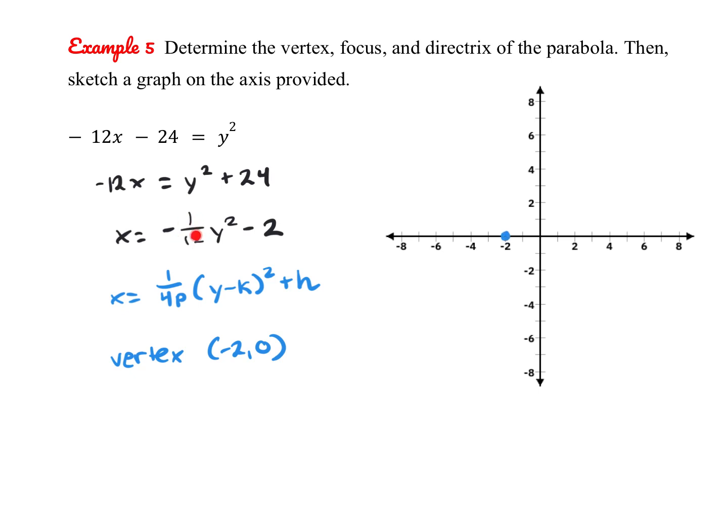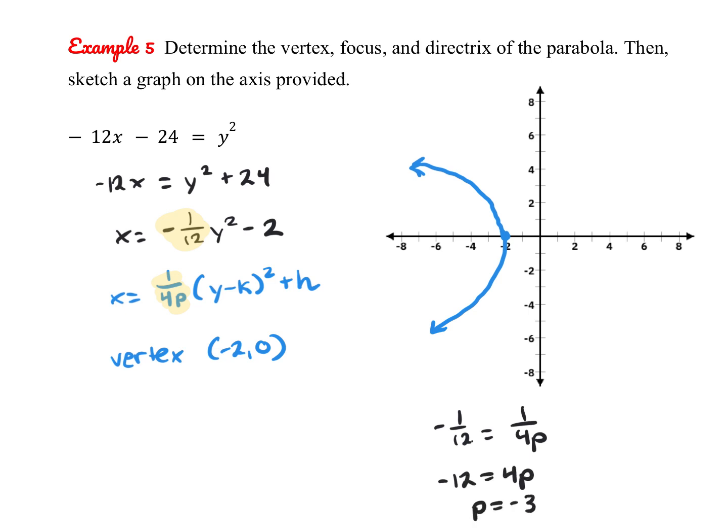Now, since this value out front is negative, I know that that means that my graph is going to open to the left. So I can sketch in my really rough sketch of what this parabola looks like. So something like this. Now I need to find my p-value to help us determine our focus and directrix. So I'm going to set negative 1 over 12 equal to 1 over 4p. So negative 12 equals 4p, which means that p equals negative 3. And that negative p-value tells us, again, that we should be moving to the left to get to our focus.